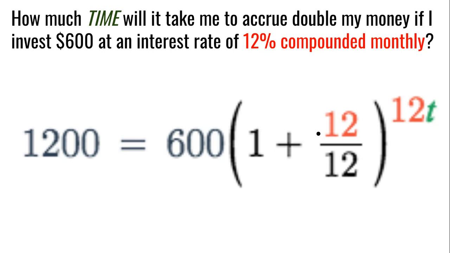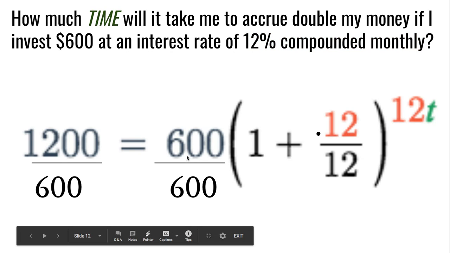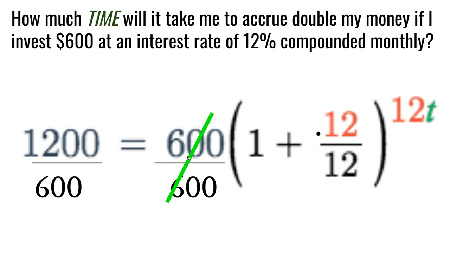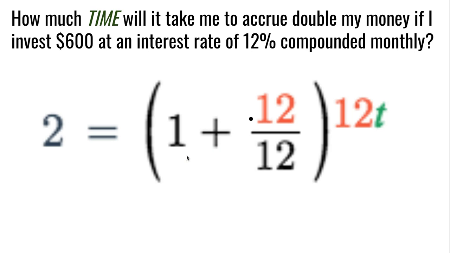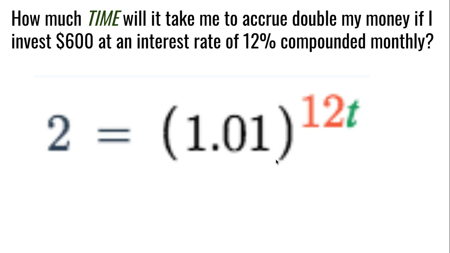So to start solving for t, we can start by using inverse operations. Let's get rid of the 600 right away. On the right, it crosses out. On the left, 1200 divided by 600 is 2. We can also start simplifying this inside of the parentheses. If you take out your calculator and plug in 0.12 divided by 12, you'll get 0.01. Add that to 1, and we've got 1.01.